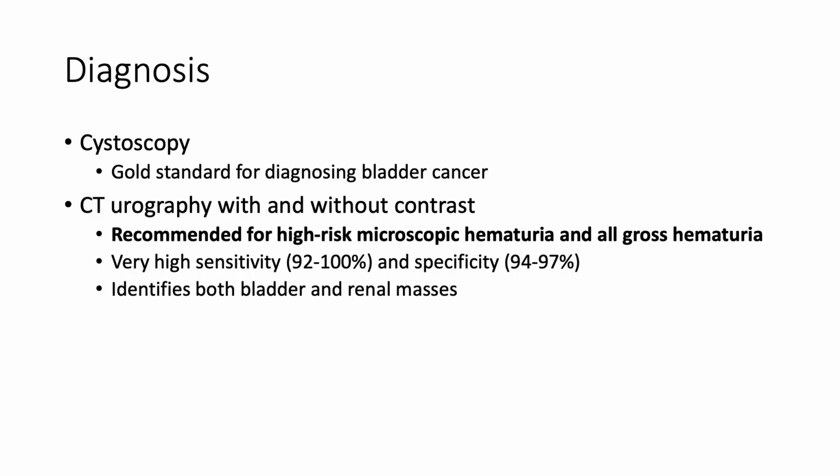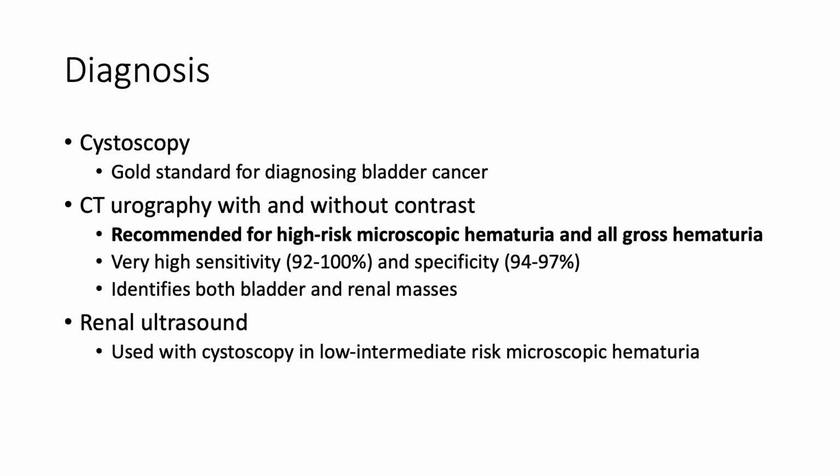For diagnosis of bladder cancer, the gold standard is cystoscopy. So you want to actually go in there and take a peek with the camera. And then CT urography with and without contrast. This is recommended for all patients with high-risk microscopic hematuria and anyone with gross hematuria. And this has very high sensitivity and specificity for finding bladder cancer, and it can look at the kidneys as well to identify something like a renal cell carcinoma.